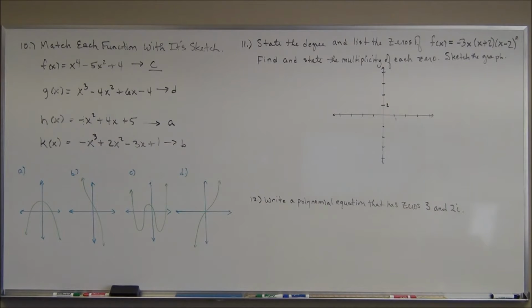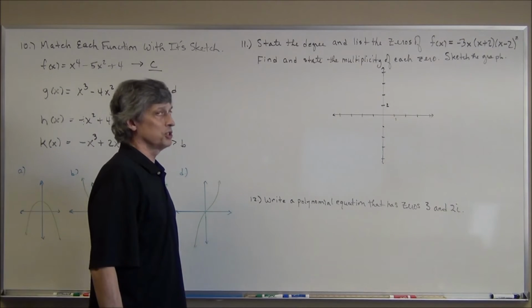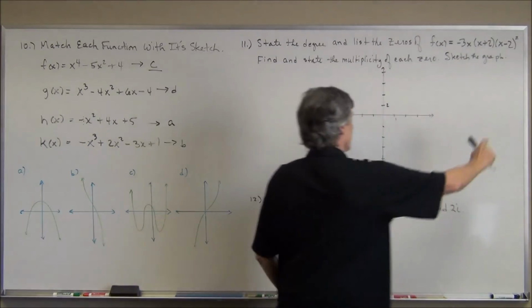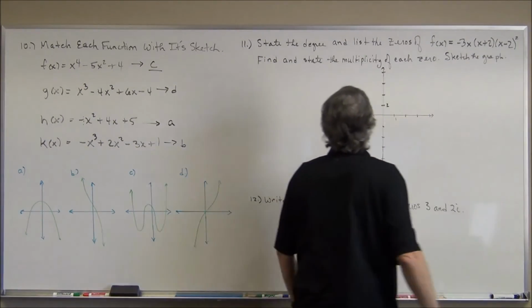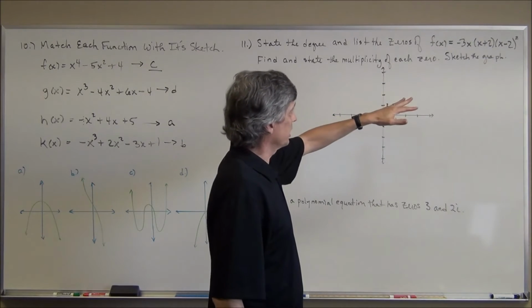All right, next problem. State the degree and list the zeros of f of x equals negative 3x times the quantity x plus 2 times the quantity x minus 2 quantity squared. Notice here, quantity squared. Then it says, find and state the multiplicities of each zero, and you're supposed to sketch this.